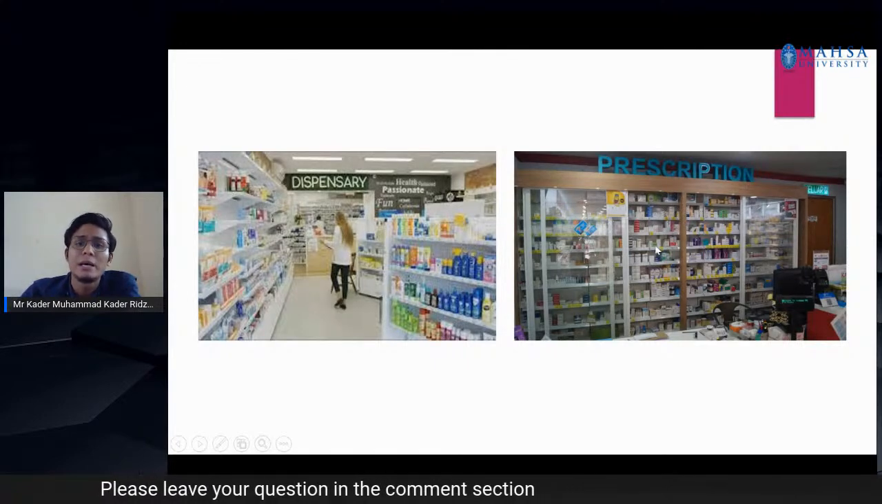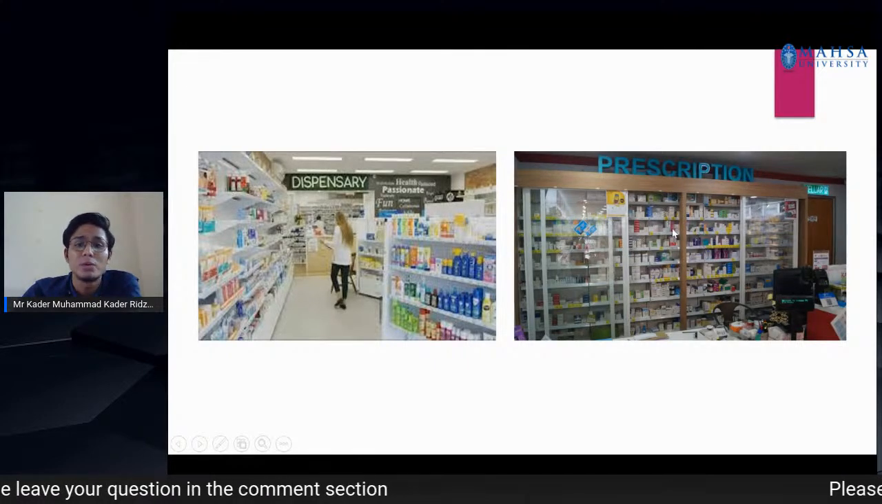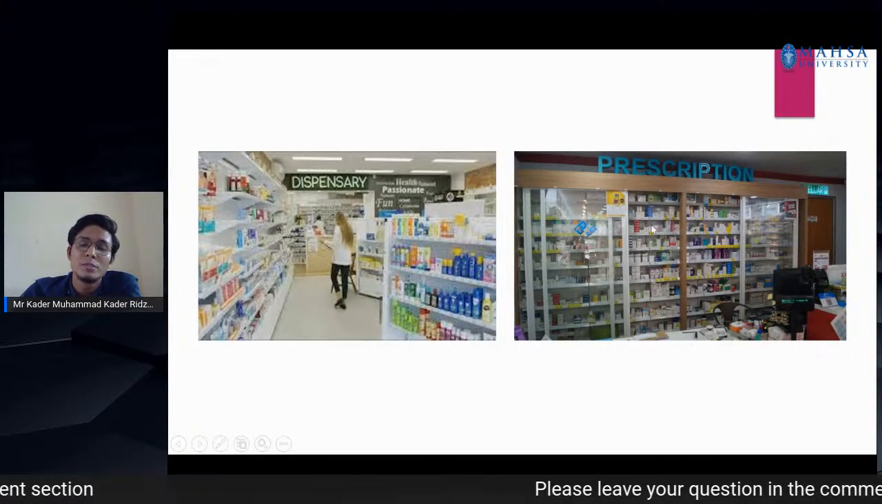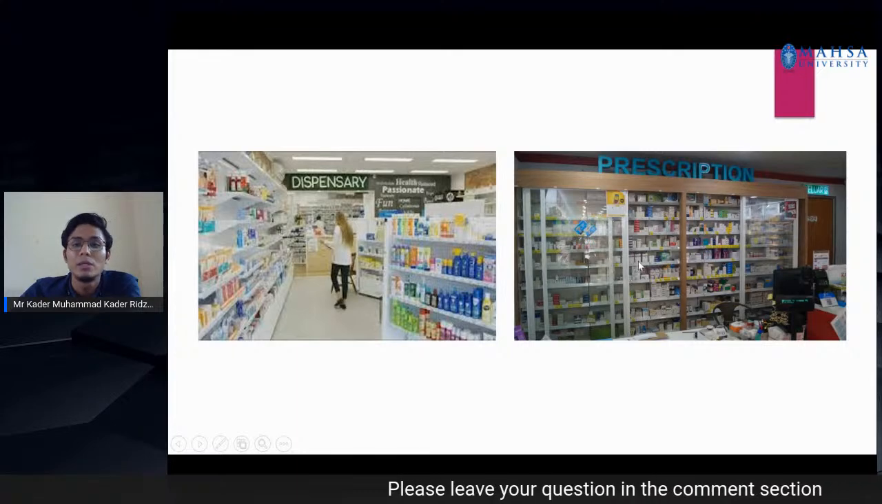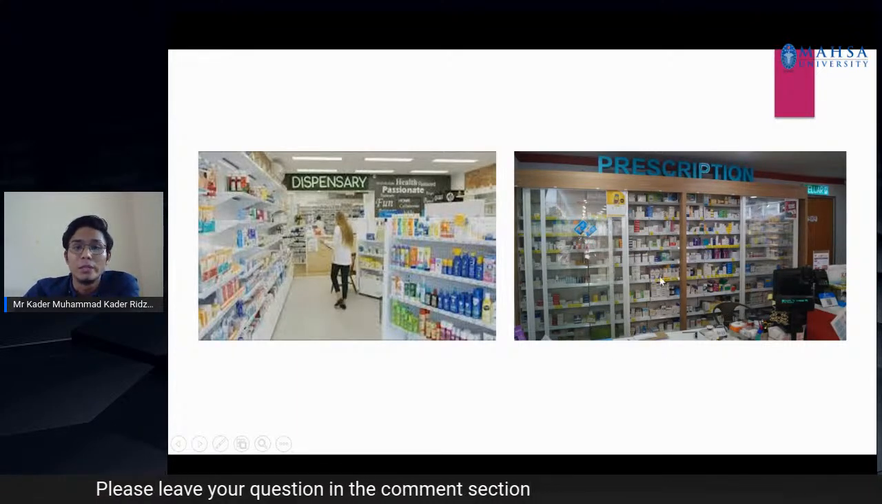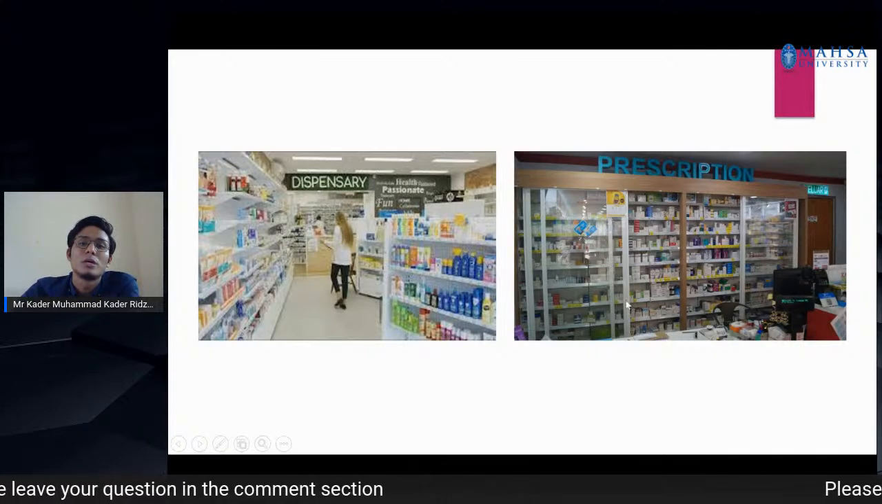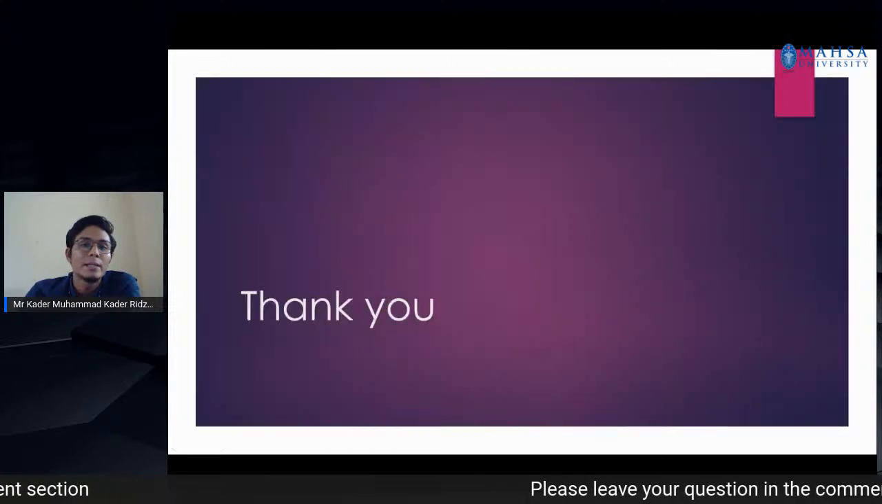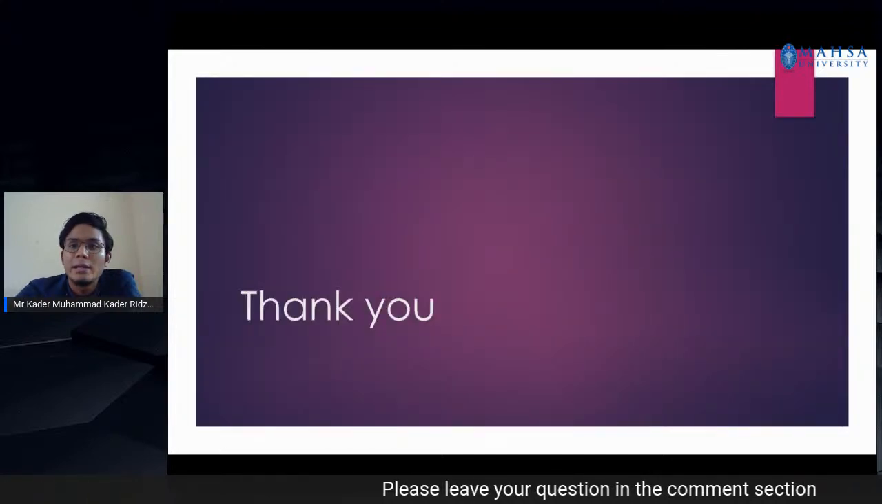This is the cabinet behind the pharmacy's counter. Assistant pharmacists can't easily give medication to patients from it. Only the pharmacist can do it. These are considered control medication. So by that, I end the presentation.